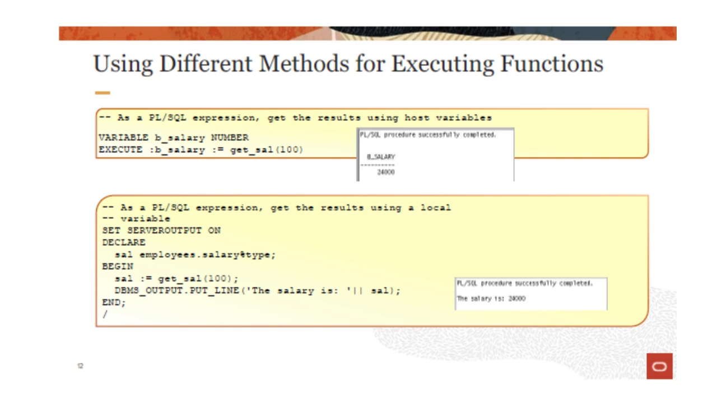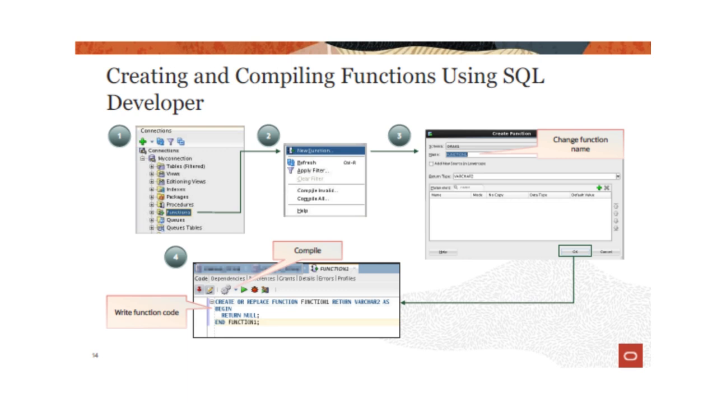As part of PL/SQL expressions, you can use host or local variables to hold the returned value from a function. The first example in the slide uses a host variable and the second example uses a local variable in an anonymous block. You can create a new function in SQL Developer by using the following steps.